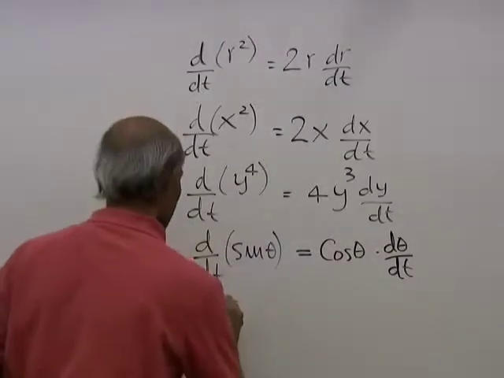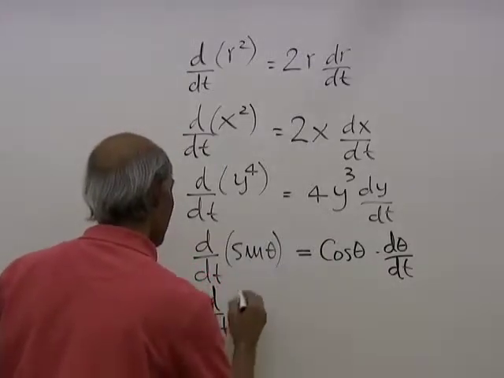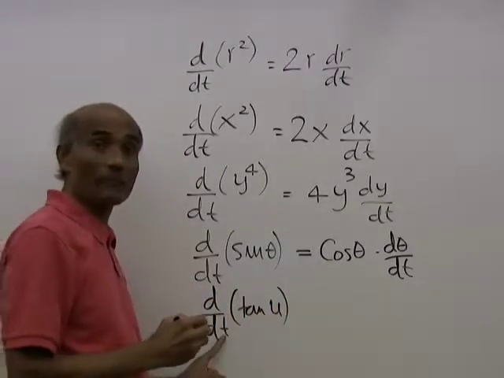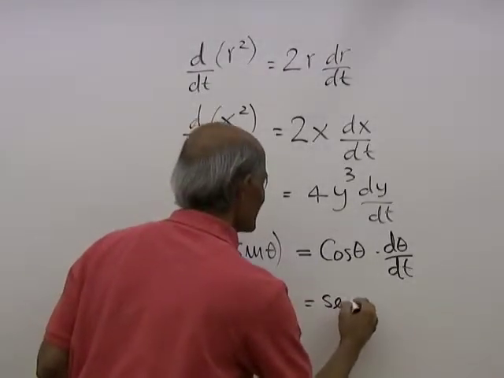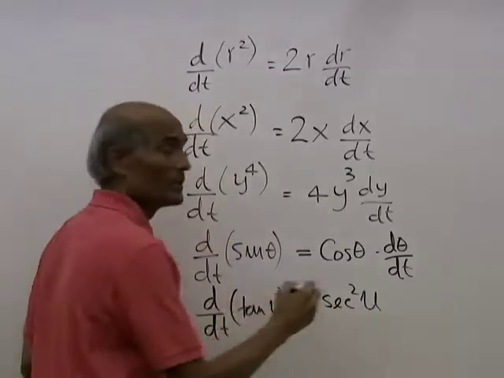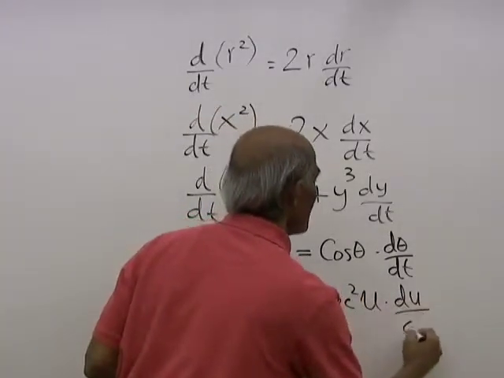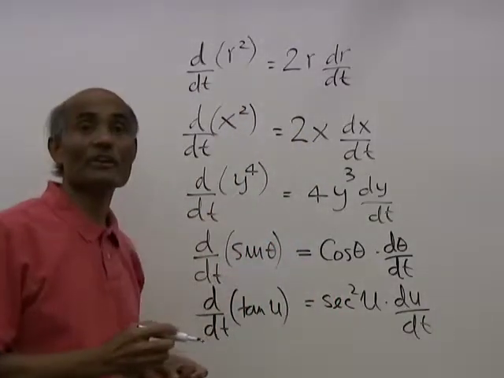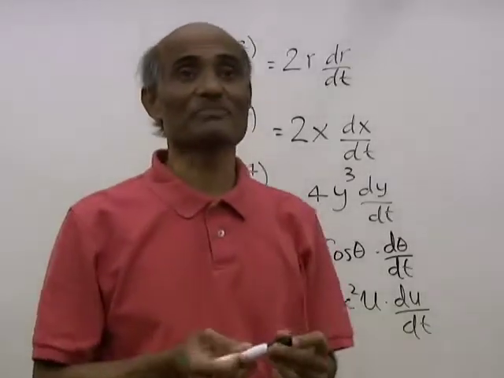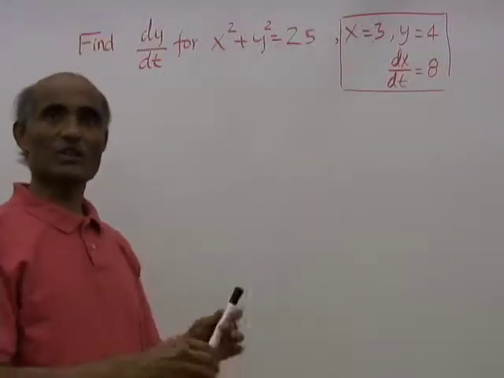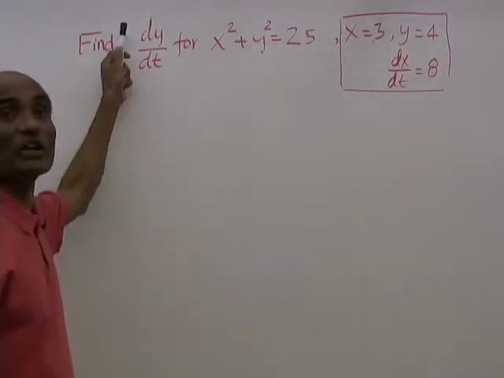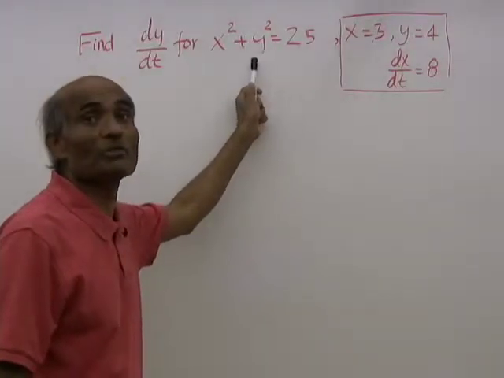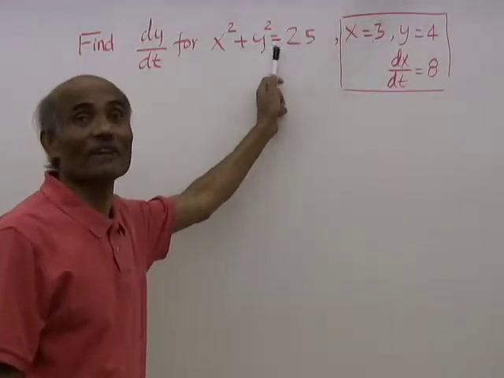Right? The derivative of tan u with respect to time will be secant squared u times du by dt. You must be very familiar with this in order to do problems in this section. Alright, let's look at this problem. Find dy by dt for x squared plus y squared equal to 25.